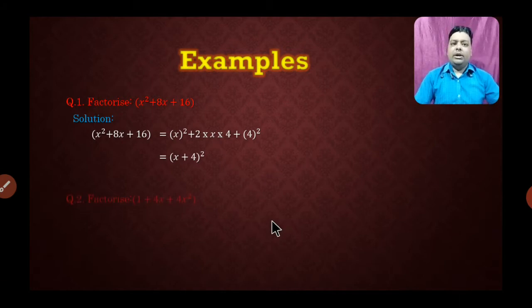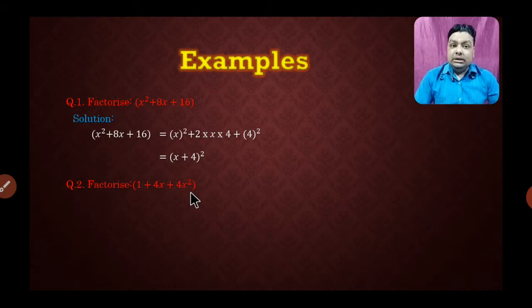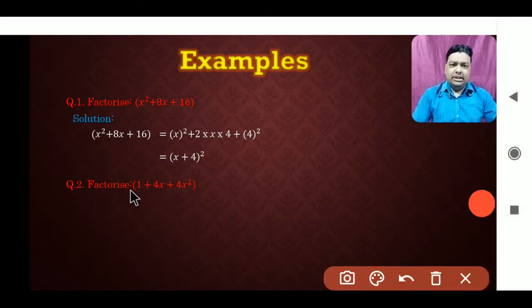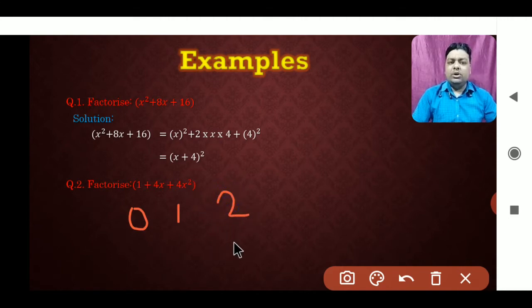Okay. Now here, 1 + 4x + 4x². Now is it arranged or not? No. Let's see. At first here 1. If here is 1, it means we can say that power will be 0. Okay. Now 4x, it means power will be 1. Here x to the power 2, it means power is 2. It means it is not in arranging order of their exponent. So at first we will arrange it.